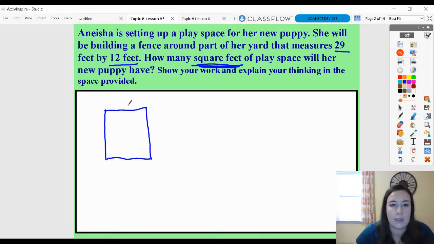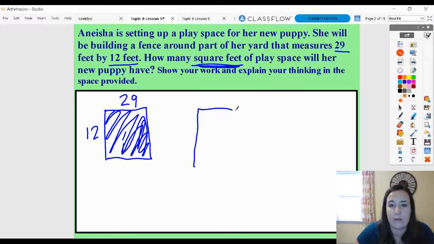They kind of trick you a little bit by saying it's 29 by 12 by talking about a fence, which leads my brain immediately to a perimeter question. But then it asks for the square feet of play space. So it actually wants the area in here. So let's go ahead and jump into that area model first.